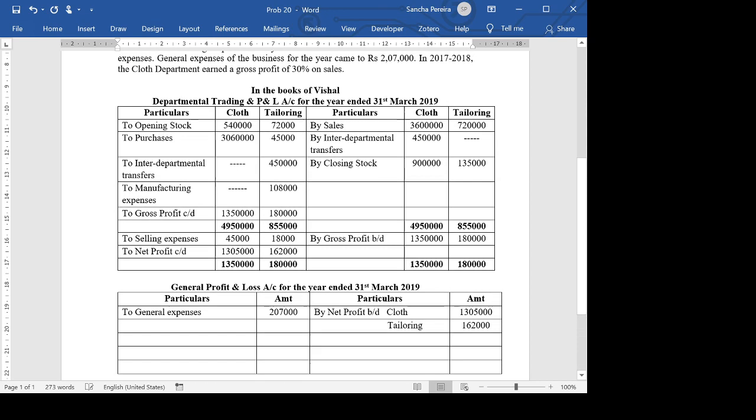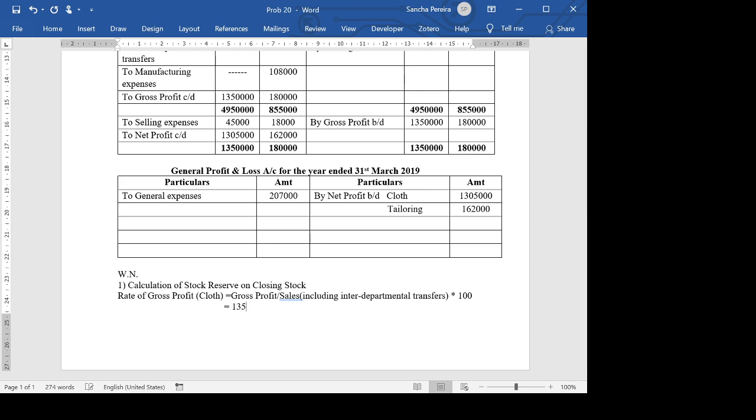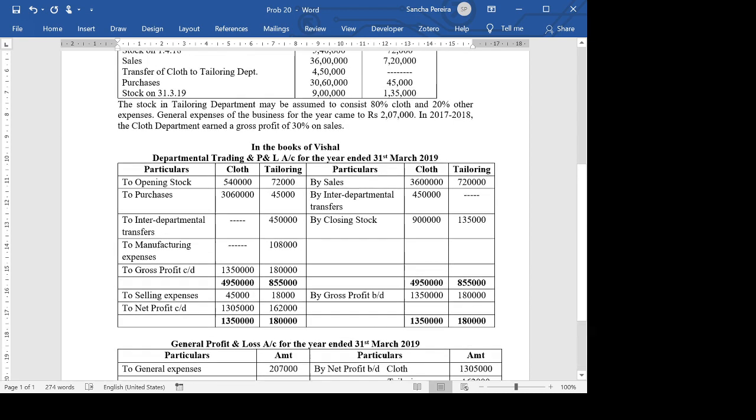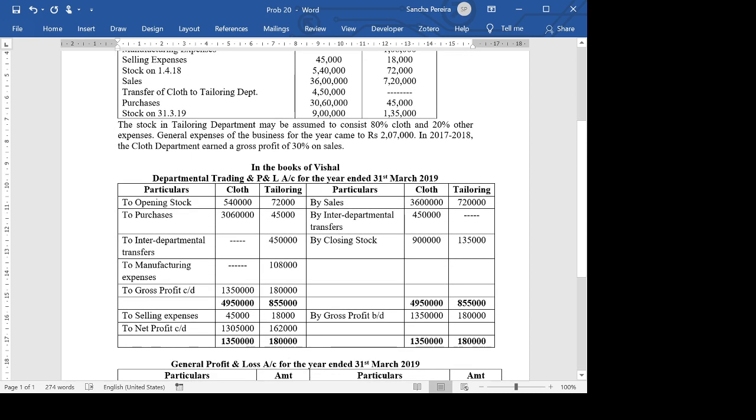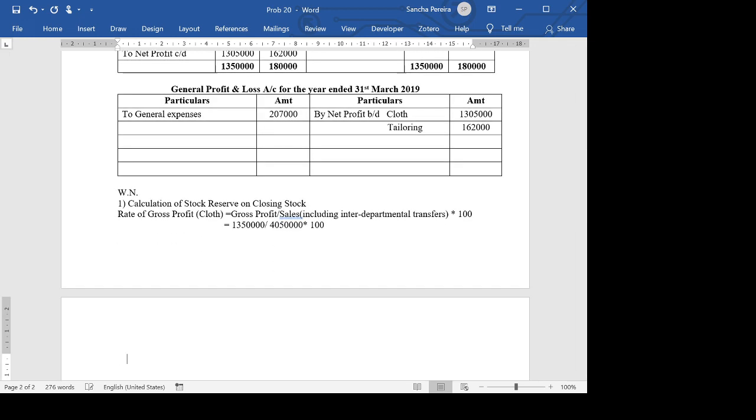that would come to gross profit of cloth. We already found out 13 lakhs 50,000. So that would be 13 lakhs 50,000 divided by sales of cloth including interdepartmental transfers. Here, it's 36 lakhs plus 4 lakh 50,000, so it will be 40 lakhs 50,000, into 100. If you do that calculation, you will get 33.33%.